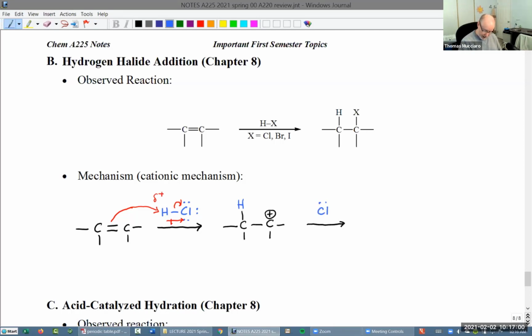And then the byproduct of that first step is the chloride ion. Well, the chloride ion, it turns out, is a nucleophile. So the chloride ion can come in and make a bond to that positive charge. And so that's how that works. We're going to use that reaction in an upcoming chapter.